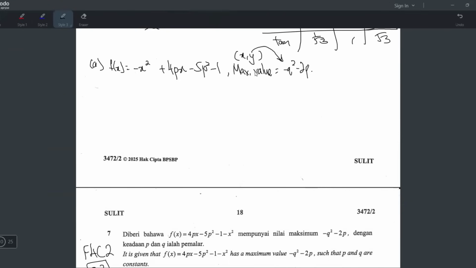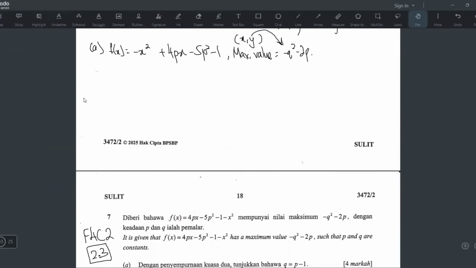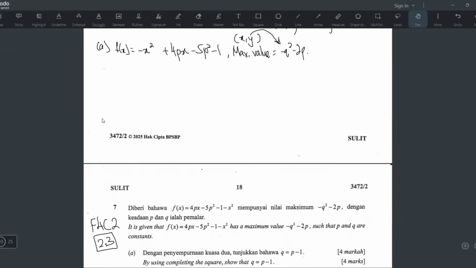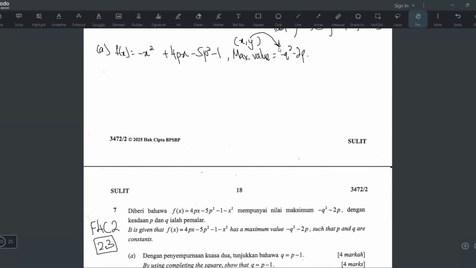So remember, maximum value means the y coordinate of the maximum point. If minimum value, then it will be the y coordinate of the minimum point. Then, sir, what about the x coordinate? That one is the axis of symmetry. So the other name for the y coordinate is maximum value or minimum value, but the other name for the x coordinate is axis of symmetry. Okay, and then it says such that p and q are constants. Okay, no problem. And then A, by using completing the square, show that q equals p minus 1.